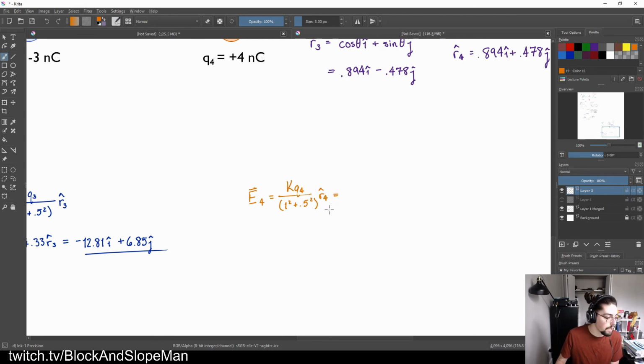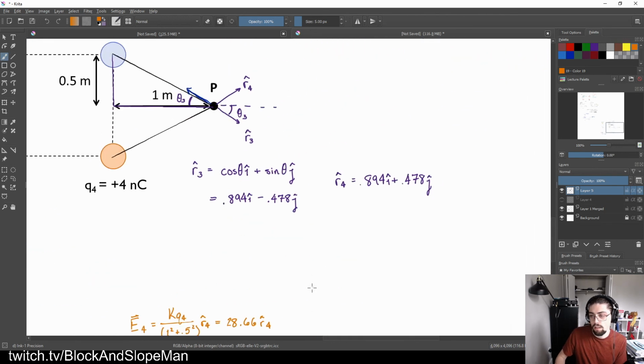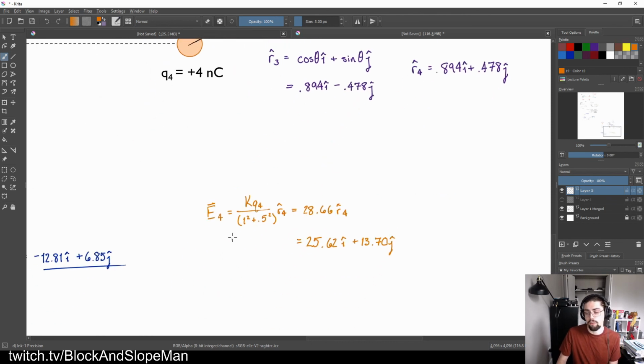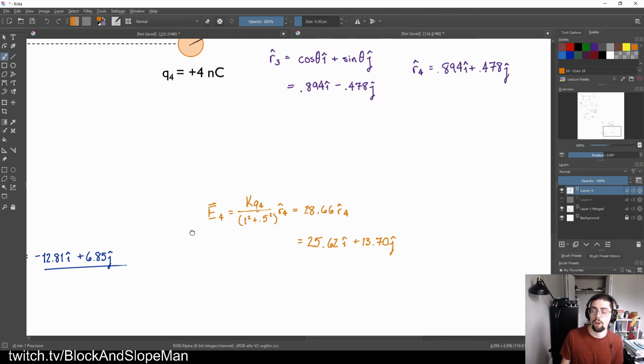Get all that stuff. We plug in a magnitude. We should get a positive 28.66. Plug in all those things. 25.62 I hat plus 13.70 J hat. Our picture would suggest going radially away, pointing up like that, positive X, positive Y. Our answer agrees. Fantastic. At the very least, the signs agree, right? And if the signs don't agree, then something's probably wrong with my picture. But as long as the signs agree, that gives me at least a little bit of validation before I go into this all the way.